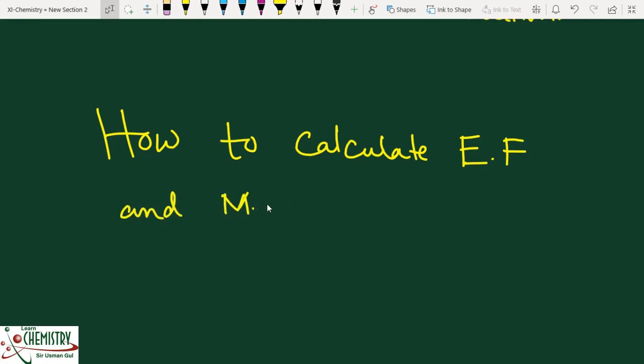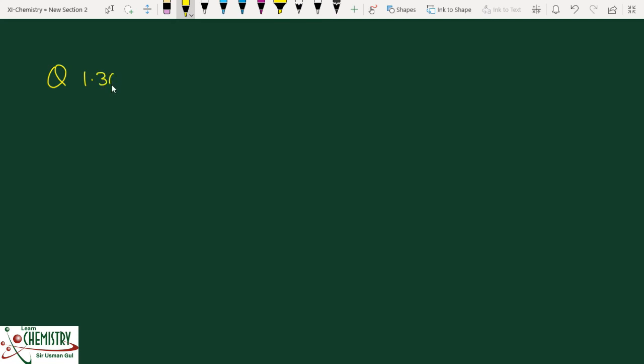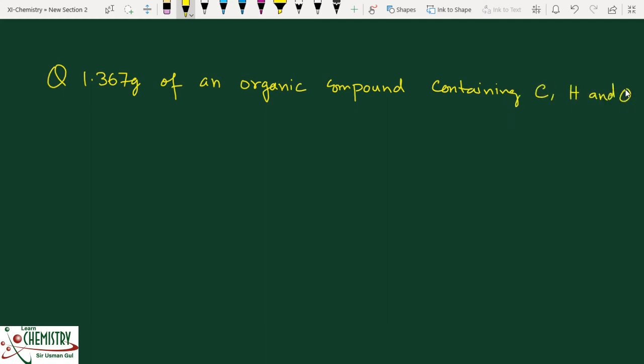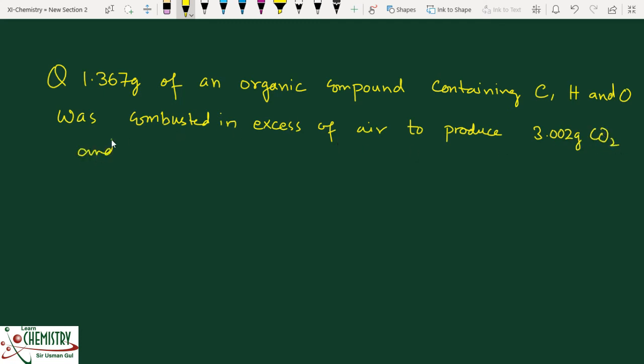Now how to calculate empirical formula and molecular formula. Now we have a question: 1.367 gram of an organic compound containing carbon, hydrogen and oxygen was combusted in excess of air to produce 3.002 gram carbon dioxide and 1.64 gram water. What is the empirical formula?